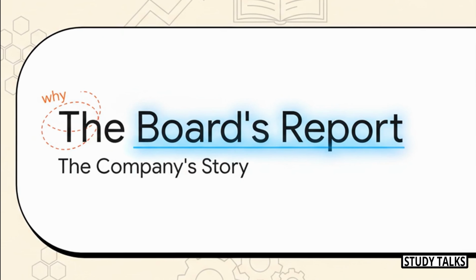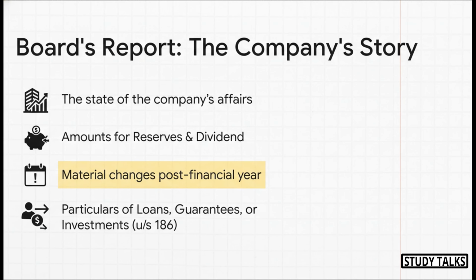Okay, so we've got our numbers straight. Now let's move on to the story behind those numbers. That's the board's report. If you think of the financials as the what happened, the board's report is the why it happened and how we feel about it. It's the company's official narrative for the year. So what's actually in this thing? Well, it's a pretty long list, so let's take it in chunks.